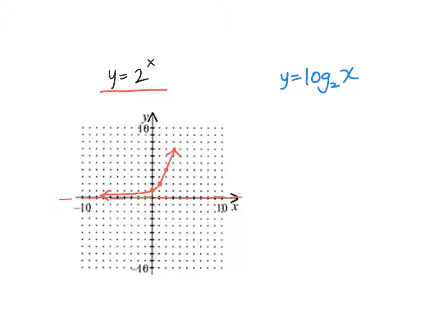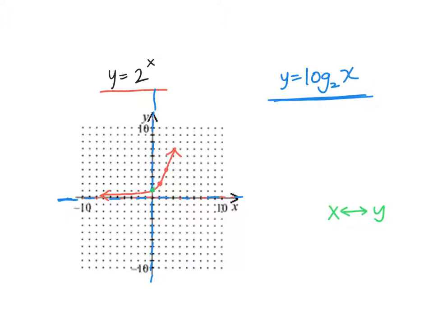Recall from section 4.2 that y equals 2 to the x and y equals log base 2 of x are inverse functions. So here I have a sketch of y equals 2 to the x. And remember, inverse functions have swapped x and y values. So for y equals log base 2 of x, instead of having an asymptote at y equals 0, my asymptote will be at x equals 0 right here. Okay, so here's my asymptote, x equals 0.